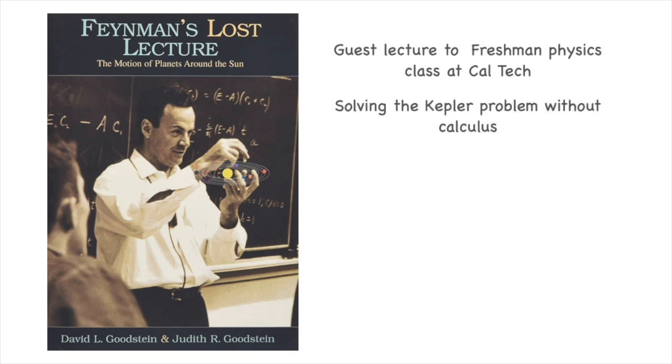A third option would be to read this book, Feynman's Lost Lecture. In 1964, Feynman was invited to give a guest lecture to the freshman physics class at Caltech. He chose solving the Kepler problem as his topic, something that he had been working on for his own amusement. He proposed to solve the problem without explicit reference to calculus, using almost exclusively geometric arguments, just as Newton had done.